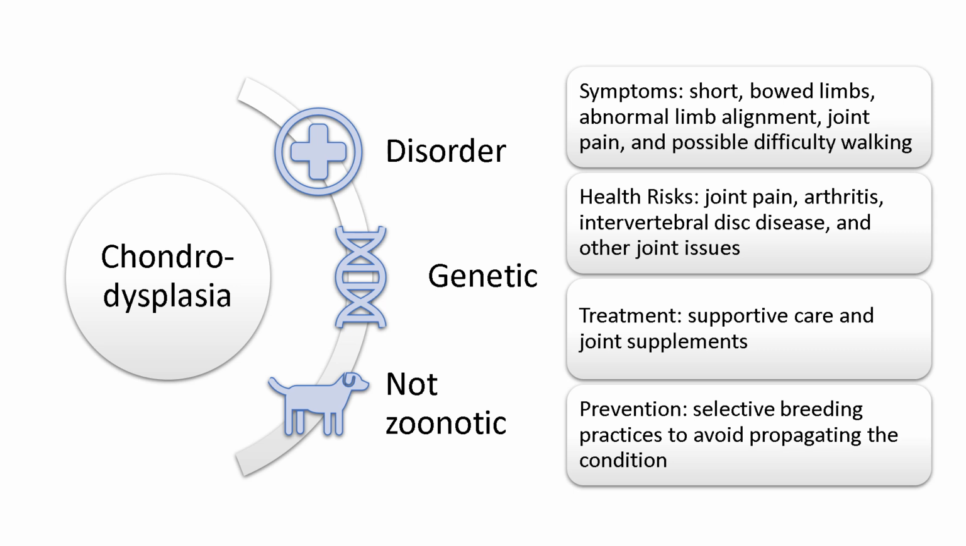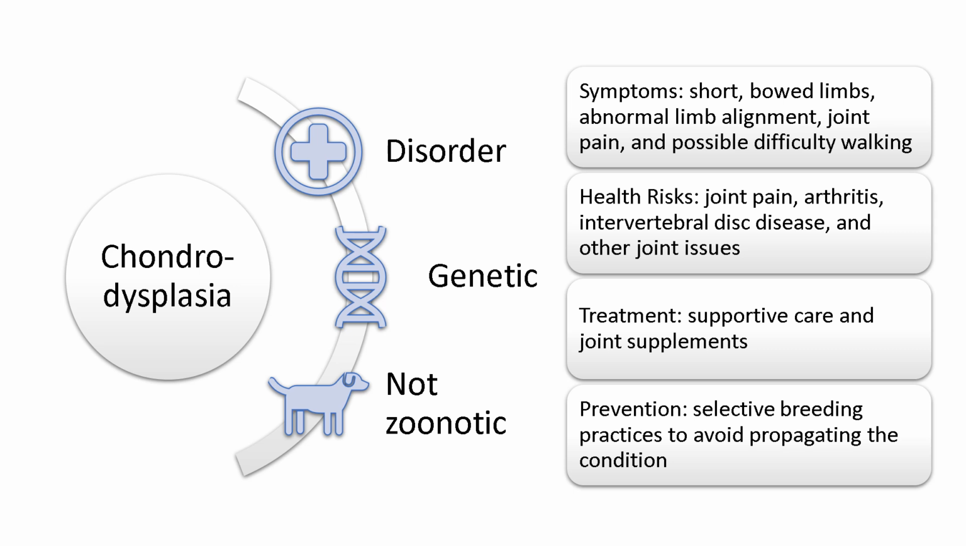Symptoms include short-bowed limbs, abnormal limb alignment, joint pain, and possible difficulty walking or running. In some cases, it can lead to early-onset arthritis or other joint issues. While many dogs with chondrodysplasia live relatively normal lives, they may be at higher risk of joint pain, arthritis, intervertebral disc disease, and other musculoskeletal problems, especially as they age.